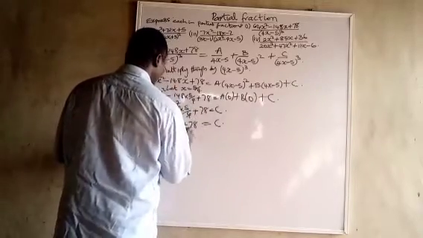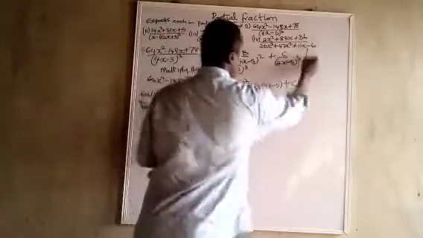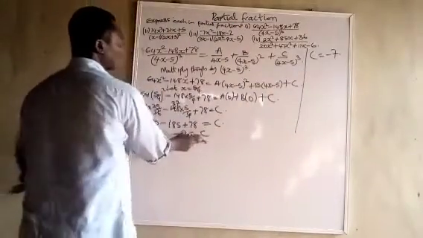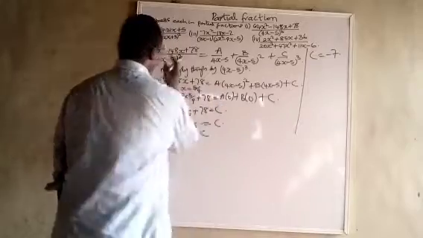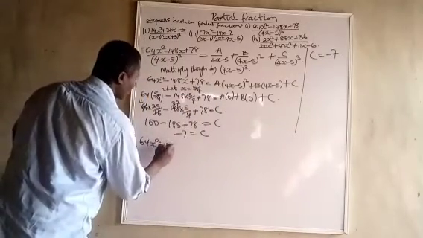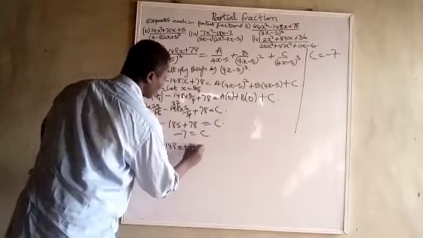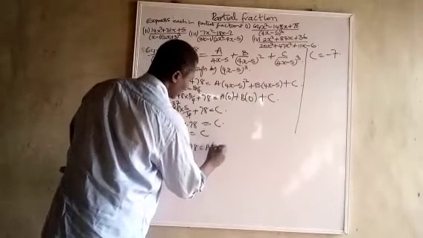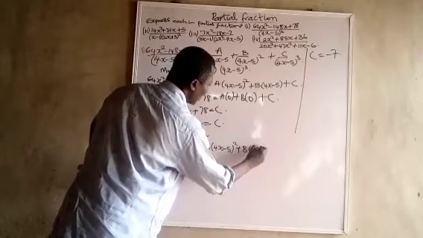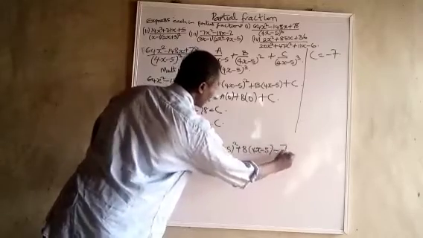So minus 7 is equal to c. So c is equal to minus 7. Now I can put this value into this expression and work out the other ones. So I can now say 64x squared minus 148x plus 78 equals a into 4x minus 5 squared plus b into 4x minus 5 minus 7.